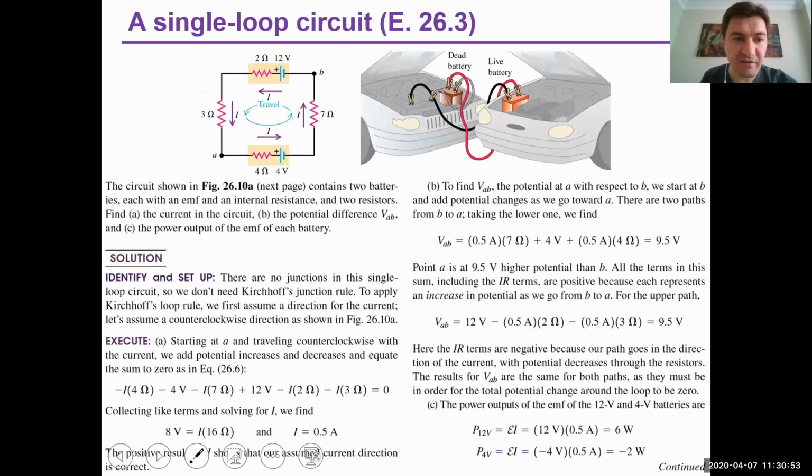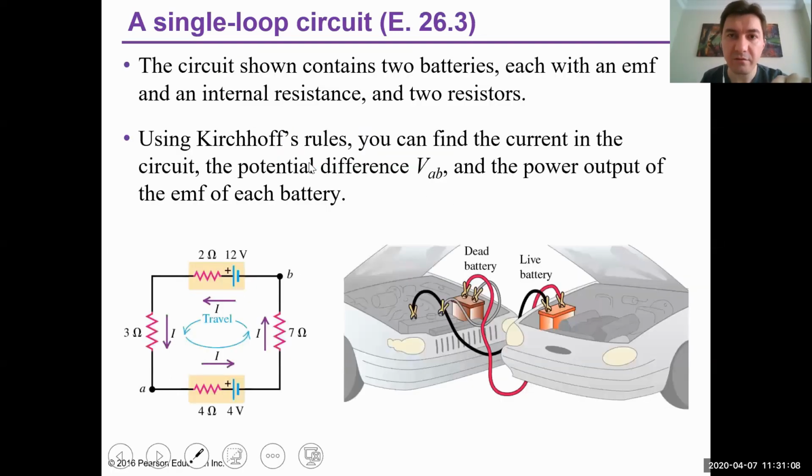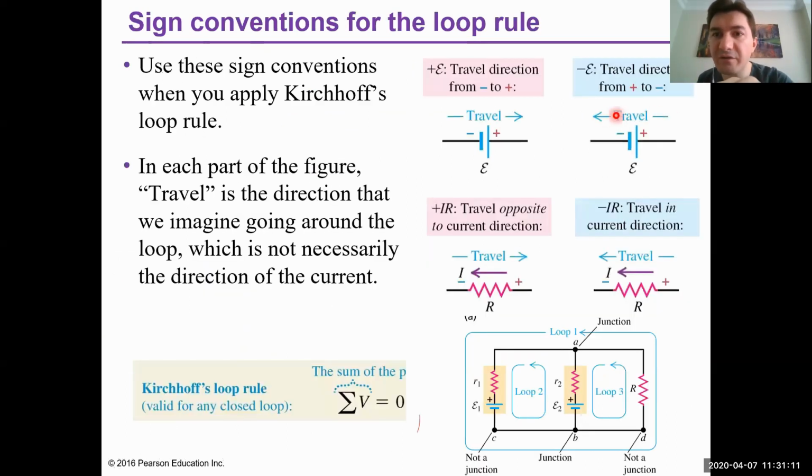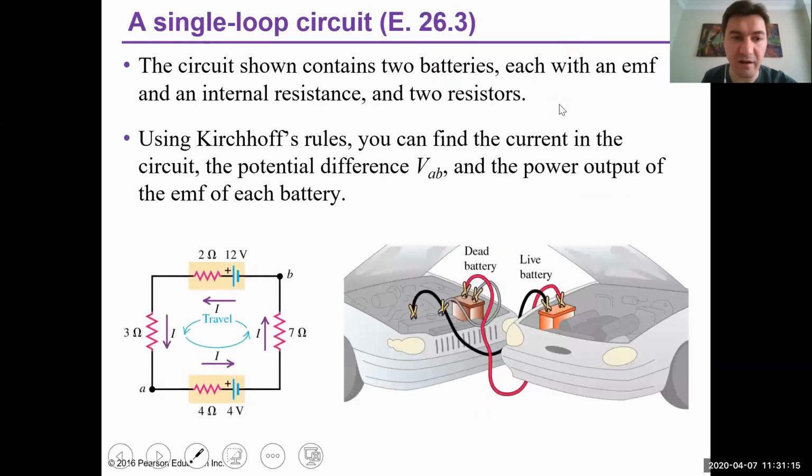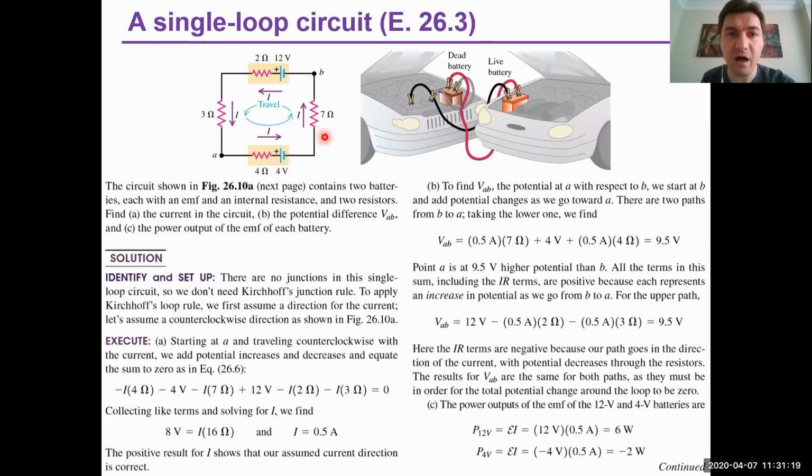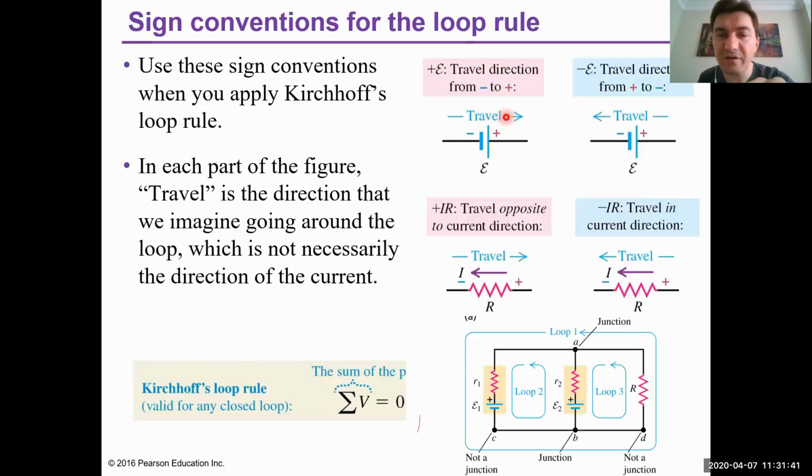So let's continue. Here we have a 4 volt EMF, but look at the direction of the travel. The travel is from positive to negative. From positive to negative, then we will get a negative contribution to the sum. Negative 4 volt from that EMF. Now we are here. So this is the direction of the current. This is the direction of the travel. They are in the same direction, negative I times 7 ohm. So look at that one, the direction of the travel for the EMF is from negative to positive. If you travel from negative to positive in EMFs, then we will get a positive one.